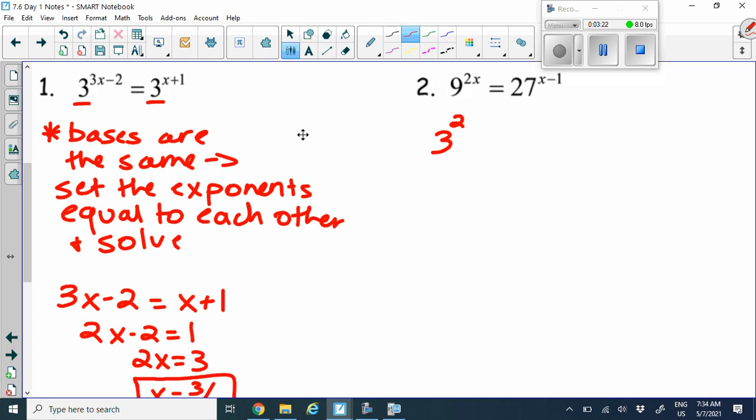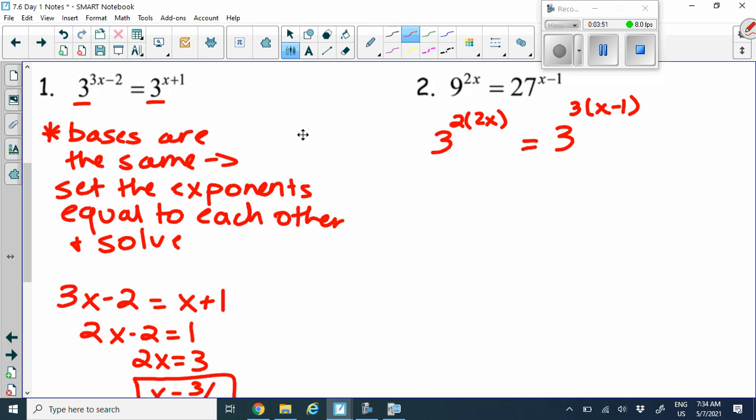Now, don't forget, we still have this 2x as a power, so I'm going to take my 2 and multiply by the 2x. I'm going to do the same thing here. 3 to a power gives me 27. It's going to be 3 cubed. And then I have my x minus 1. Those exponents do have to stay there, okay? So x minus 1 doesn't magically disappear. It needs to be there. So all I'm doing is rewriting my base as a power of 3, so the bases are exactly the same.